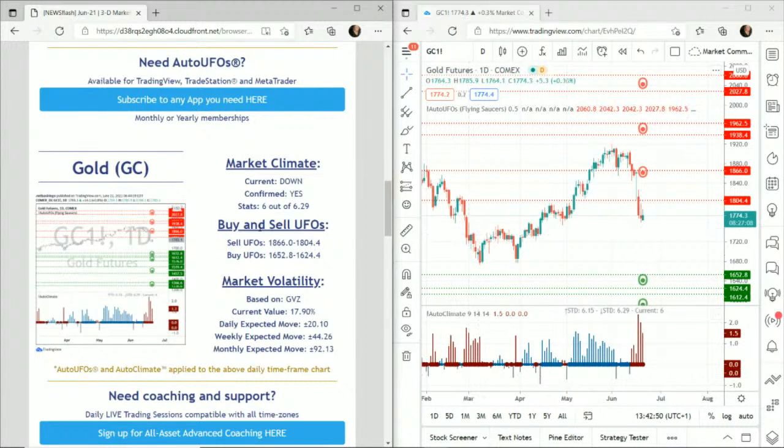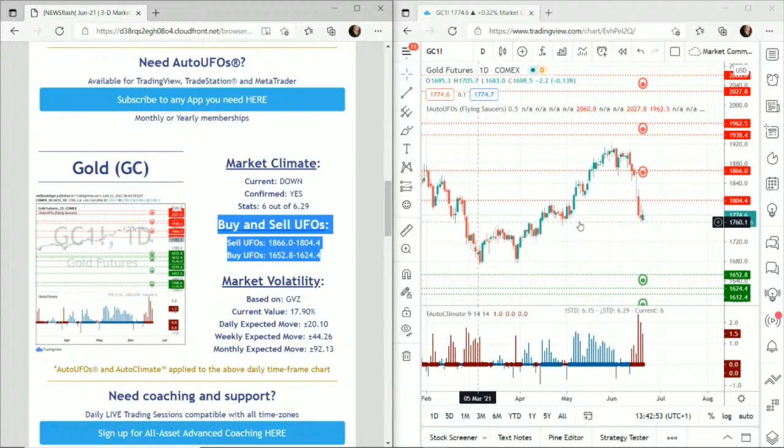Now we also have, in terms of buy and sell UFOs, sell orders just above us here at 1866 to 1804.4. And then buy orders not for a little way until 1652.8 to 1624.4. So probabilities there, more likely that we're going to fall from this point and continue to go down.